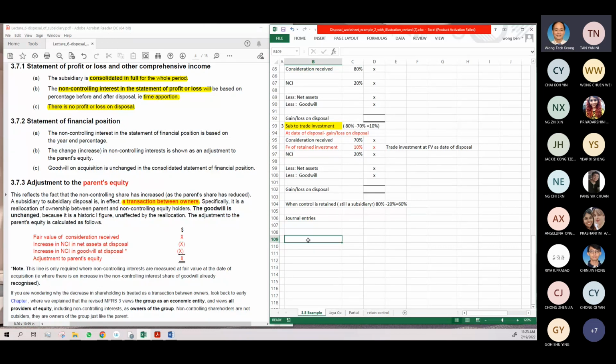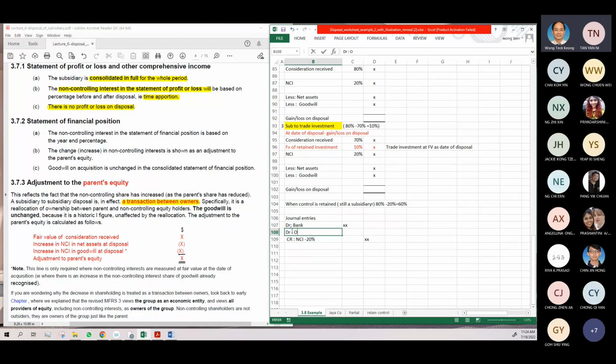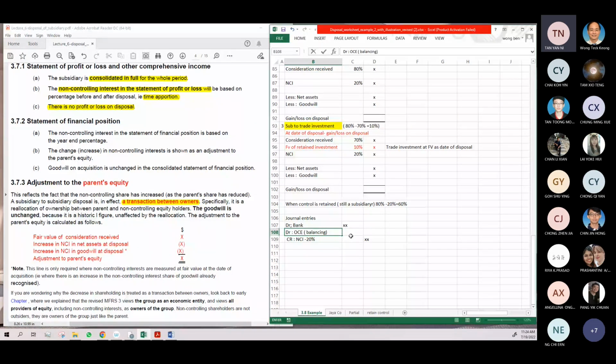So the NCI will increase. So NCI increases, you will credit NCI, in this case like here, 20%. So when you sell it, you receive money, right? So you debit your bank. Any difference, let's say it's the debit more, so you go to other component of equity, OCE, is the balancing. The balancing can be debit or credit. How do you do it? As simple as that.